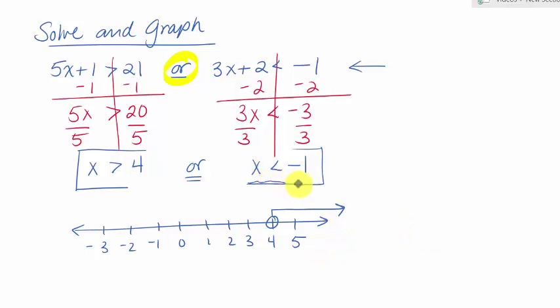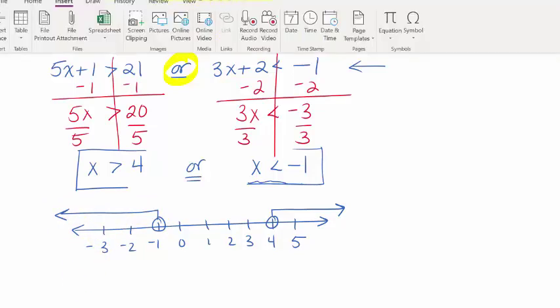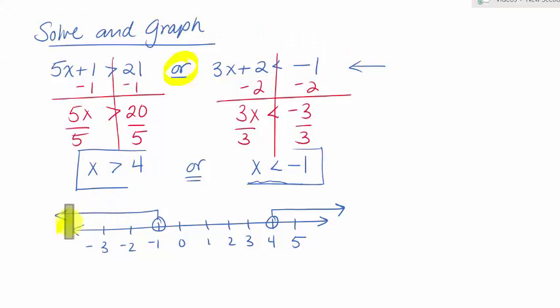And then on this side, x is less than -1, so we again have an open dot indicating we cannot use -1, but we can go to the left of that and use any number there. So the solutions of our inequality could exist to the left of -1 or to the right of 4. That's why this is called a union inequality. We have to join these two solution sets with the union.